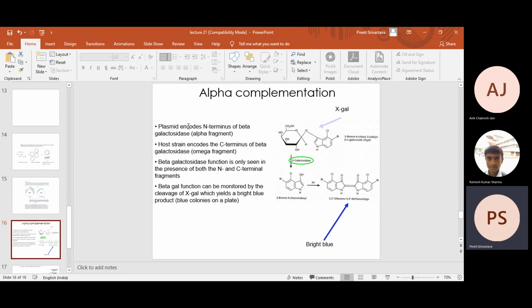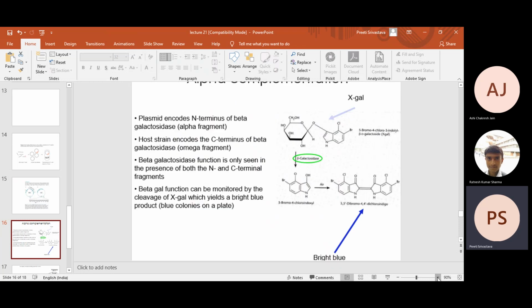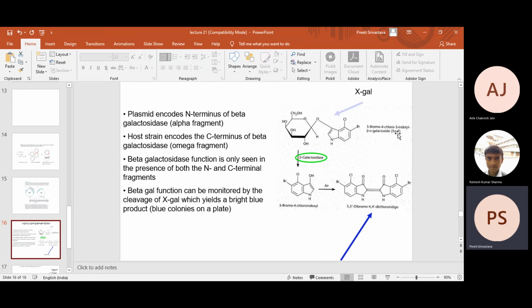This is the substrate called X-gal, and this is the enzyme beta-galactosidase, which is produced by lacZ. The full form of X-gal is 5-bromo-4-chloro-3-indolyl-beta-D-galactoside. This is the substrate for the enzyme beta-galactosidase. When beta-galactosidase acts on X-gal, it leads to formation of 5,5-dibromo-4,4-dichloro-indigo, and as the name says, indigo, this turns the colony indigo or blue in color.